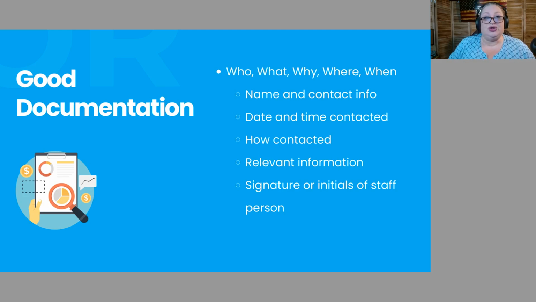You want to make sure you have the name and contact information for anyone that you spoke with. How did you contact them? Was it an email? Did you call them? If it's an email, do you have a copy of the email in the file? You're going to note any relevant information. This person was confirmed to have stopped work on X date, and the signature or initials of the staff person. Also make sure the date that you're making that note is there as well.